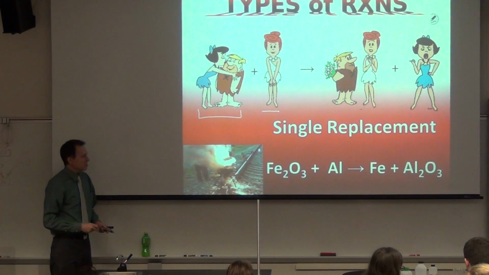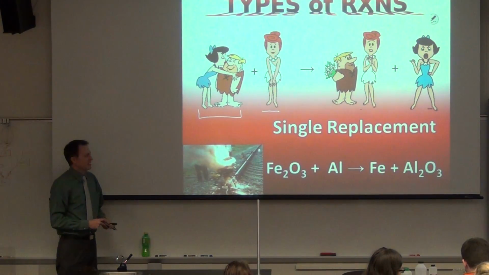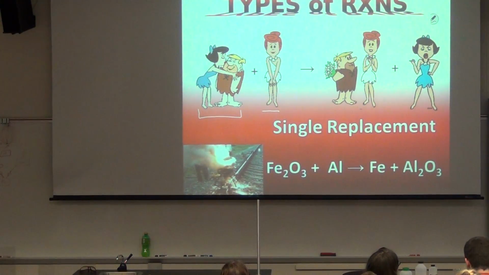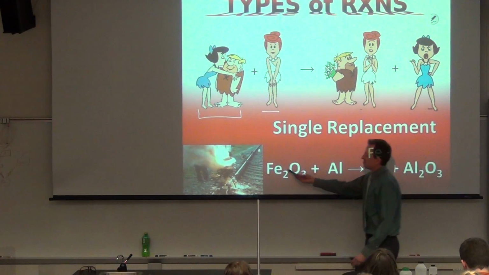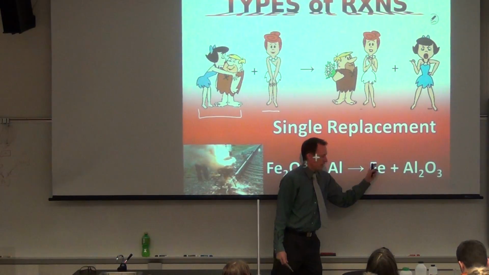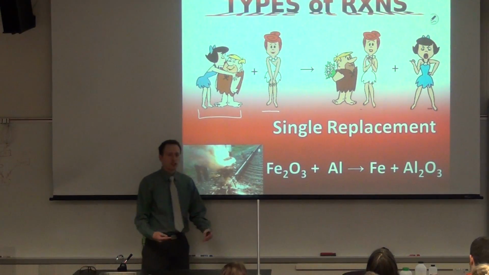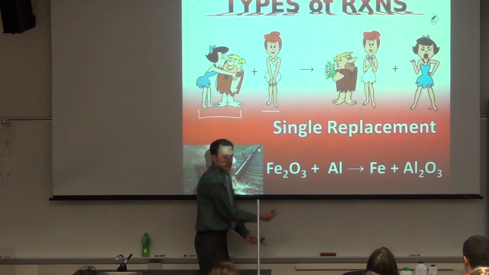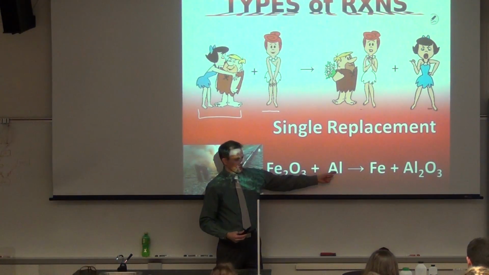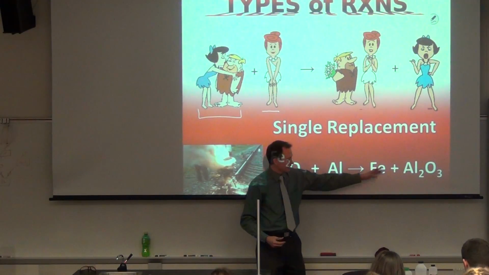Excuse me. So here is my example for you. Notice the Fe and the O are together. Al's by itself. Al's like, hey, Fe, you got no rhythm. So Al comes and kicks Fe out. Al's in, Fe's out. That's a single replacement. You have a group, and I need you to recognize this. There's a pair, and then something by itself.